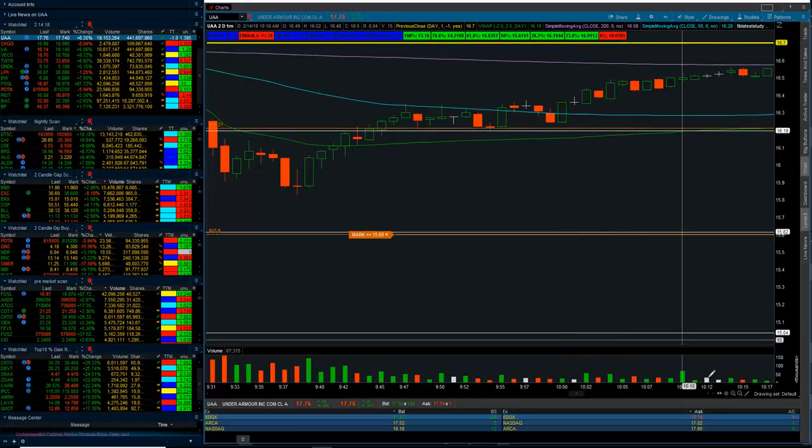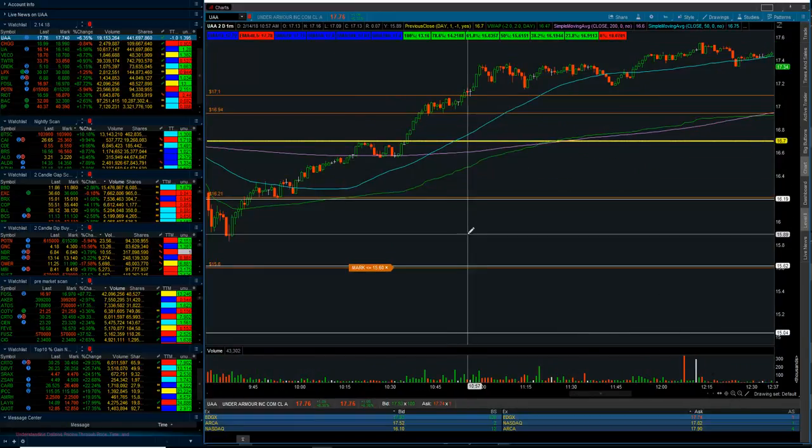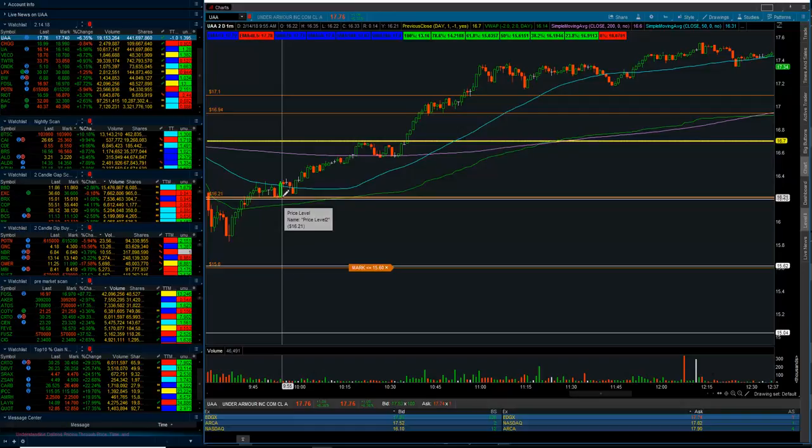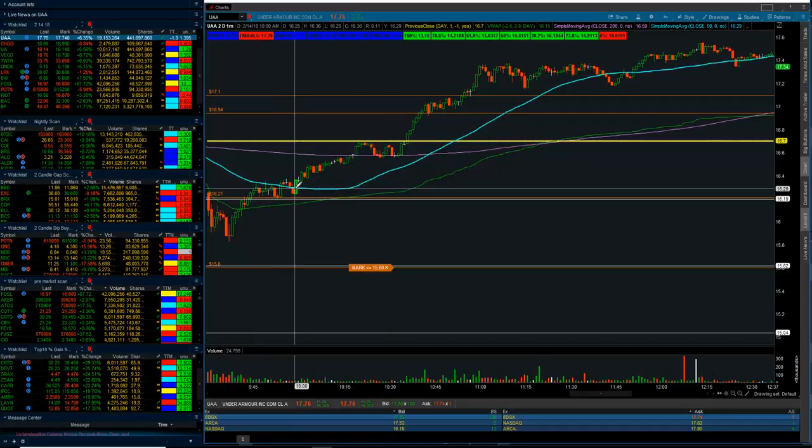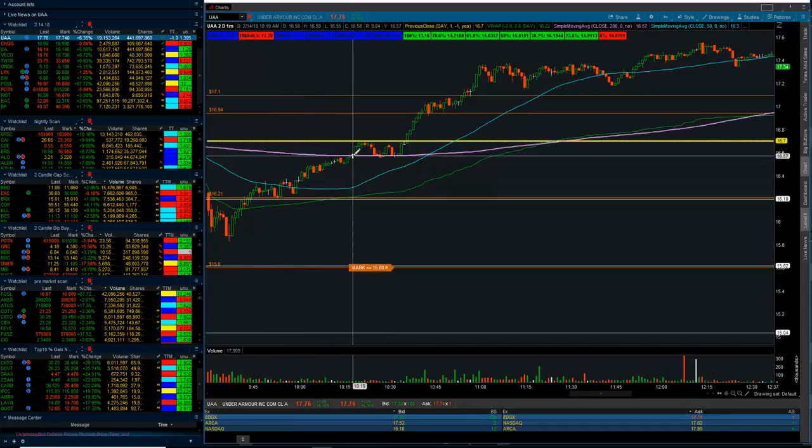And literally, I have not sold my shares. So I'm still holding this. And I barely ever hold a stock overnight. But I felt real comfortable getting in. And as you can see, the stock literally just gapped up.